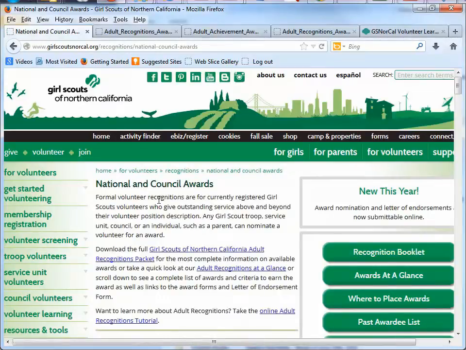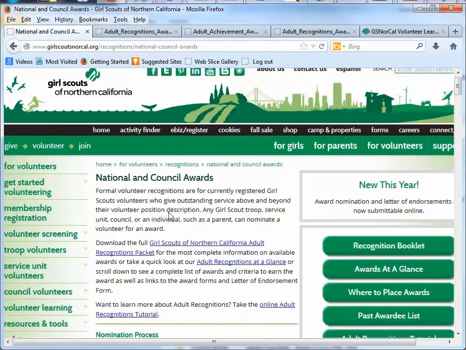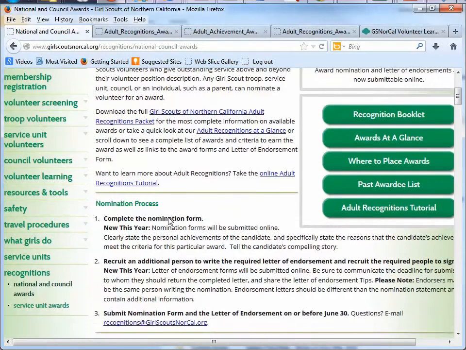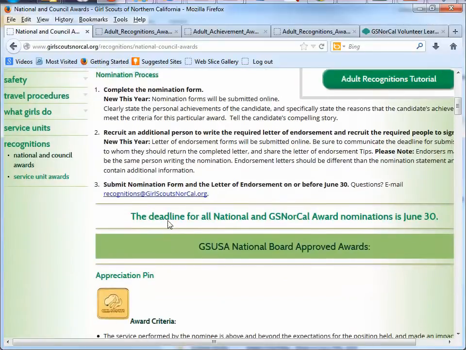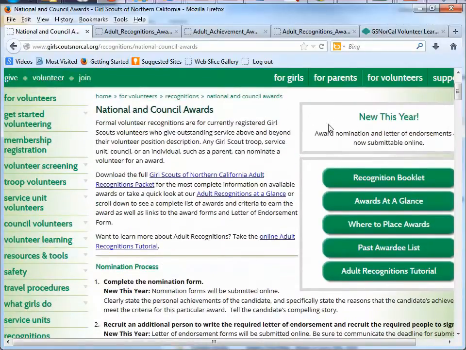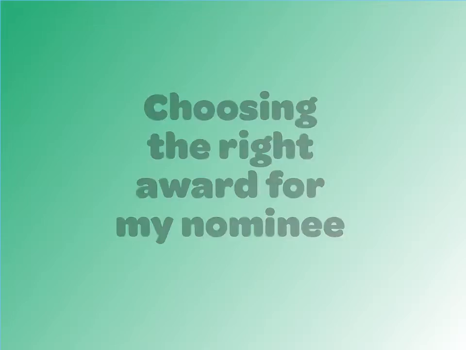When you access the National and Council Awards webpage, you will find background information as well as the nomination process, the list of awards, and in the right-hand side you will find all the resources that are available to you, including the recognition booklet, the awards at a glance, and where to place awards on the adult uniform.